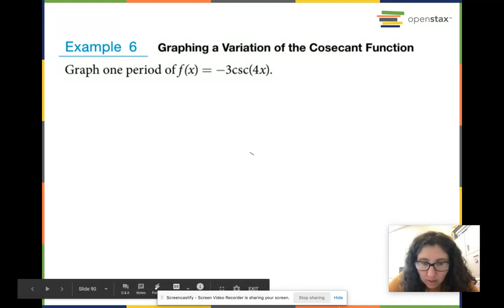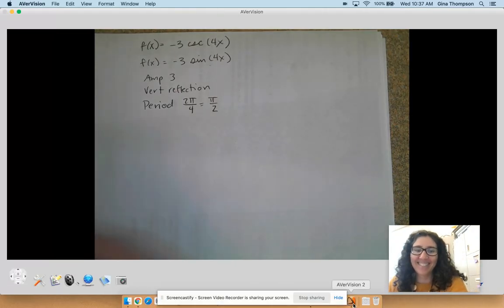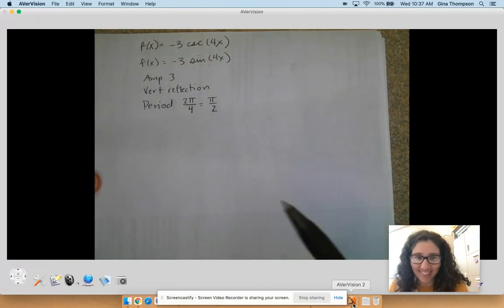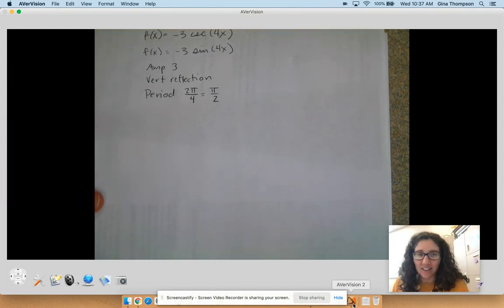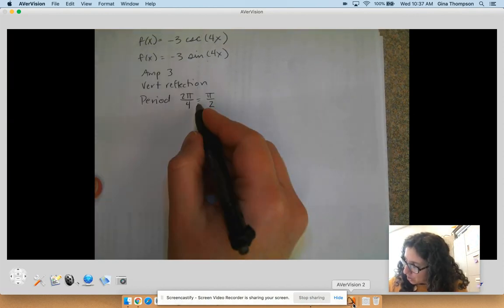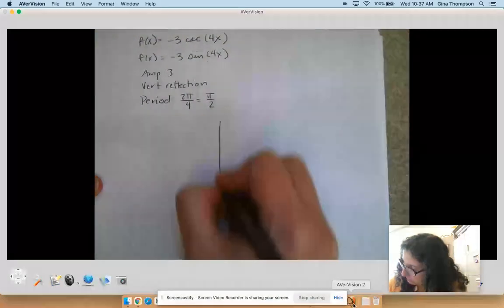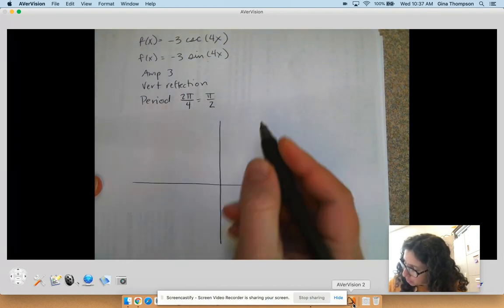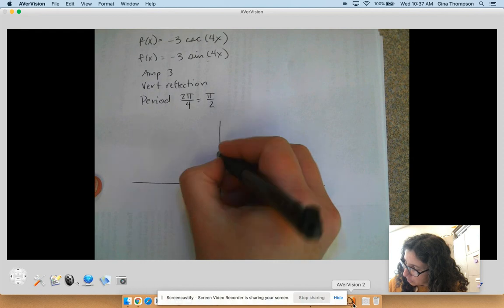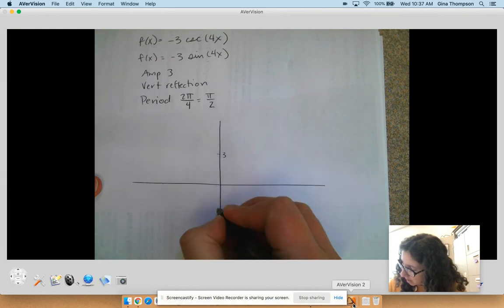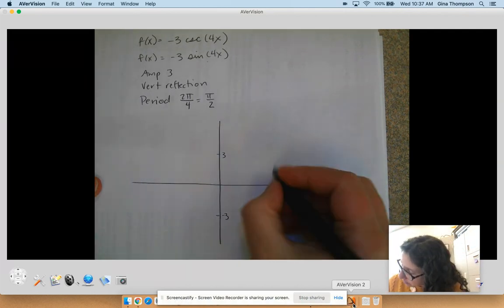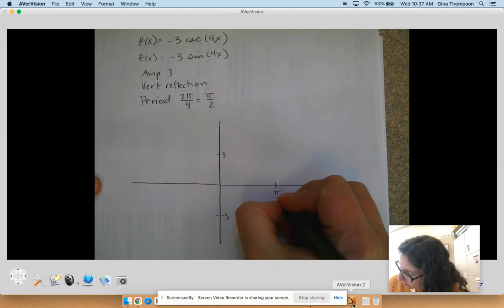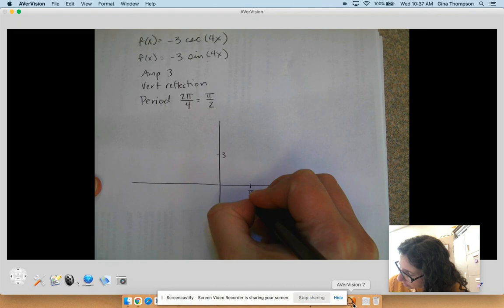Oh, look, I haven't written too much. There we go. Now you can see everything I wrote. Okay, all right, glad I saw that. Let's graph this. So amplitude is 3. There's no shift, so we're going to go up to 3 and down to -3. Our period is pi halves. So halfway through is pi fourths.